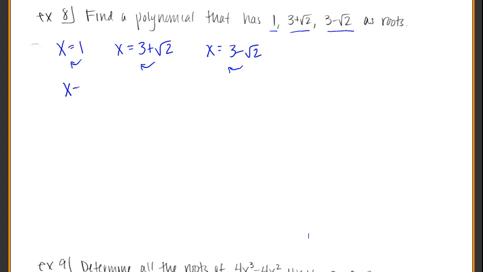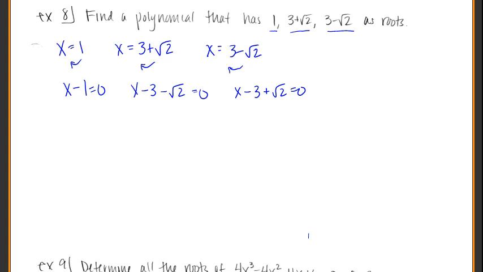So we get x minus 1 is equal to 0. Let's go with x minus 3 minus the square root of 2 equals 0, and x minus 3 plus the square root of 2 equals 0. So take a couple seconds to make sure you agree with me. Every time you move terms over, all they do is switch signs. Okay?